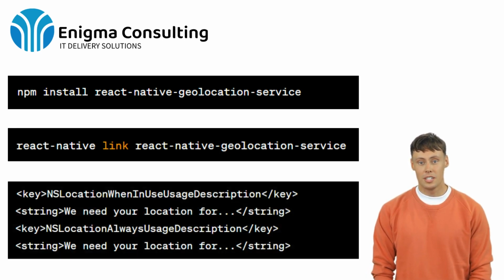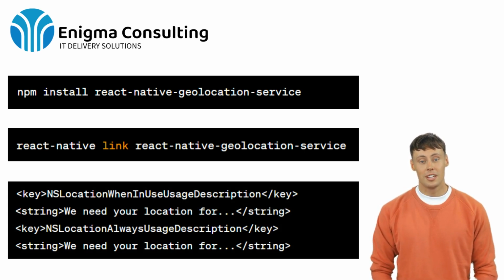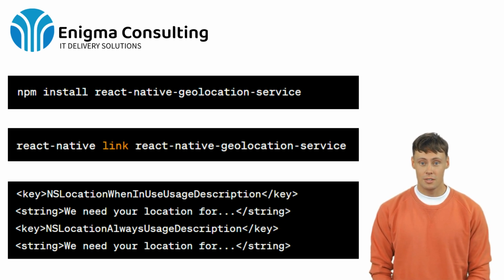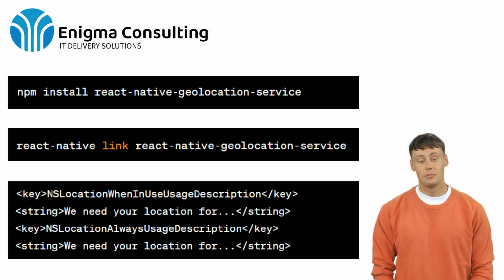You'll need to request permission to access the user's location. In your iOS project, open the info.plist file and add these keys. These keys provide a description that will be displayed in the permission dialog.